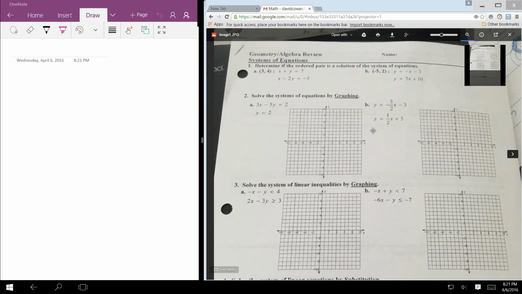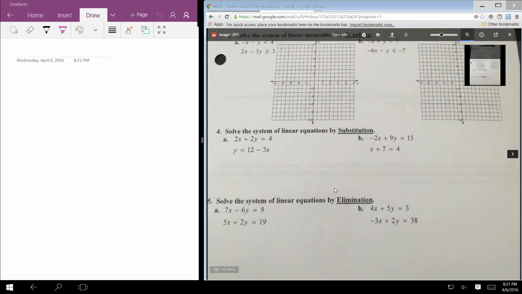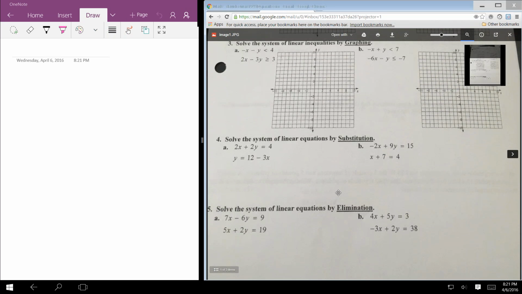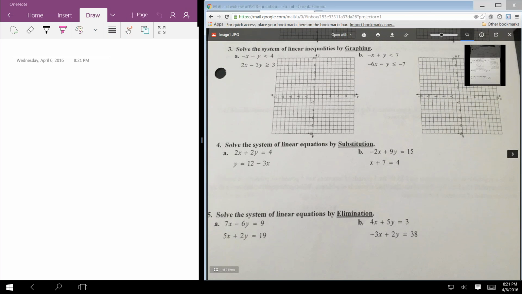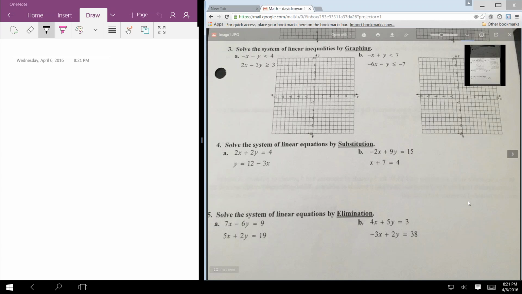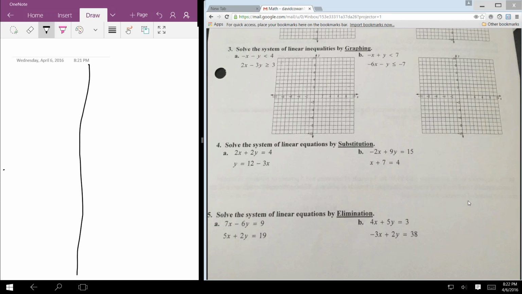Let's scroll down. Okay, let's look at inequalities. Inequalities are different in the sense that I cannot solve them algebraically very easily. In fact, I can't do it. I can only solve them graphically, and I'll show you why.